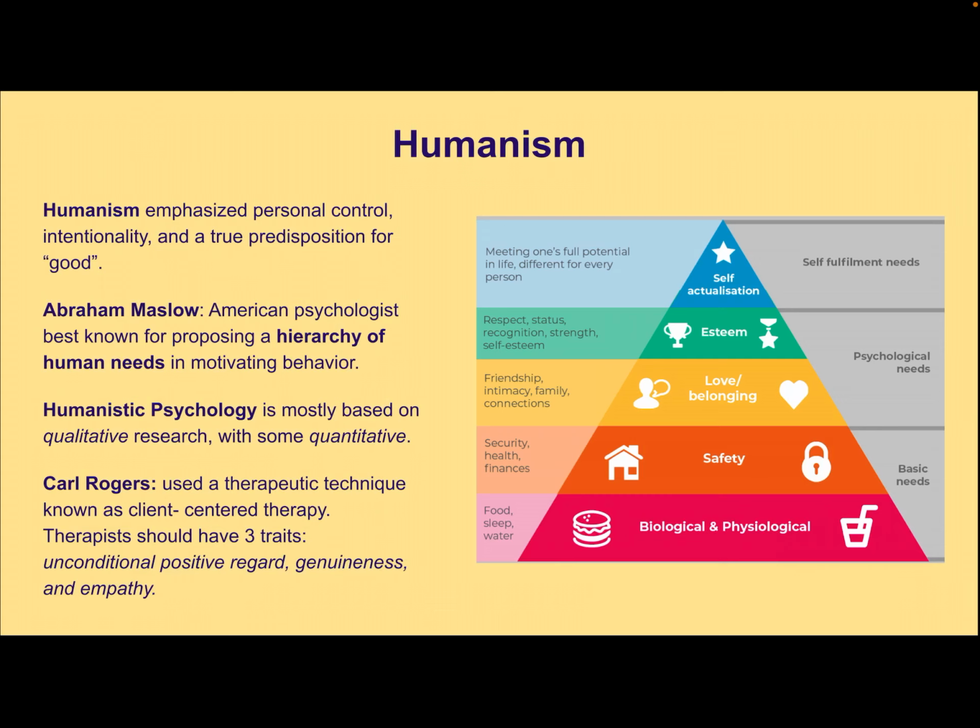Another famous humanist is Carl Rogers. He was more interested in therapy and counseling and that sort of thing, and he developed something called client-centered therapy. It's a technique that therapists still use today, and basically Rogers proposed that therapists should have 3 traits no matter what. They need to show unconditional positive regard for their client. They always like and support and respect their client.